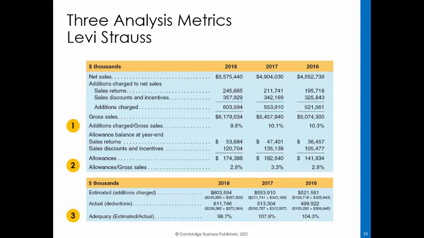The second ratio of allowances as a percentage of gross sales shows that the allowance balance has fluctuated over the 3-year period, increasing fairly significantly in 2017, but returning to prior levels in 2018. For the third ratio, adequacy of the allowance account, there seems to not be much concern for Levi Strauss's allowance account, as the ratio is near 1 for each year, with a moderate amount of variation. We would conclude that Levi Strauss is accurately estimating sales returns and discounts.